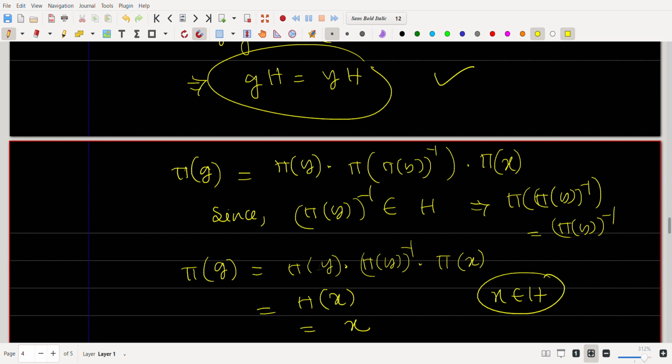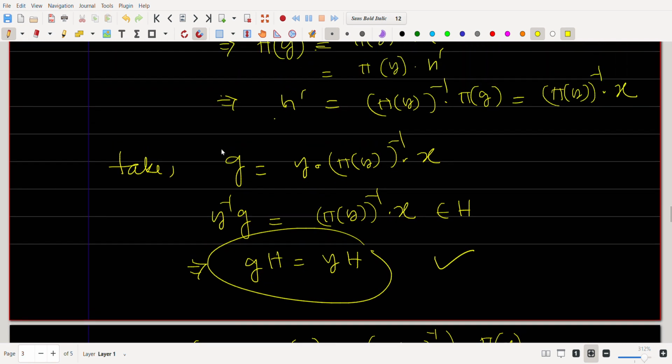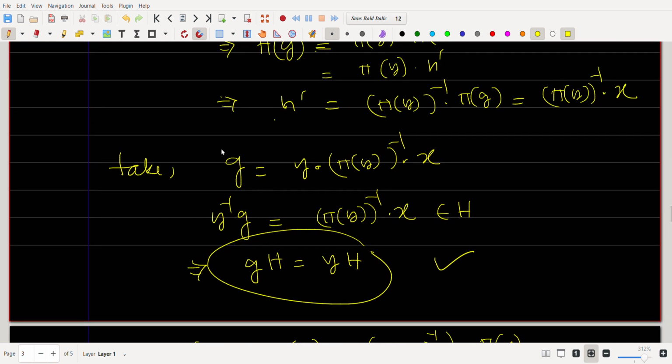Hence the required g is this. This is our required g. Hence we can show that for x comma yH there exists a g, the g is this, such that phi of g equal to x comma yH. Hence this is onto. Hence this is an isomorphism.